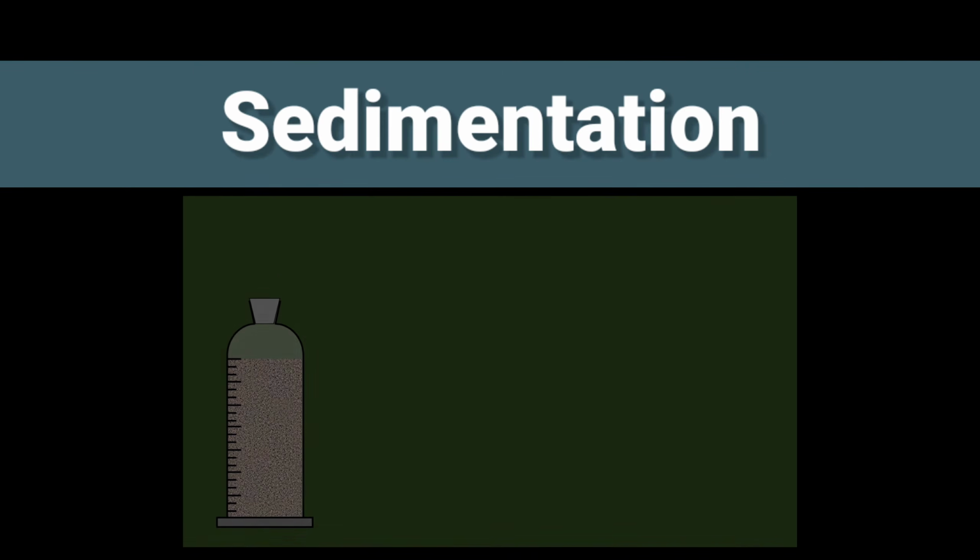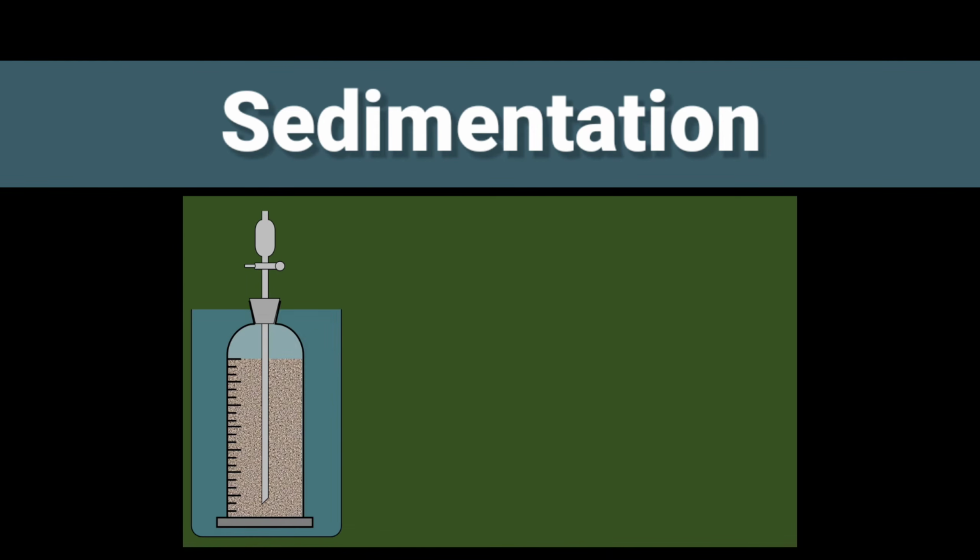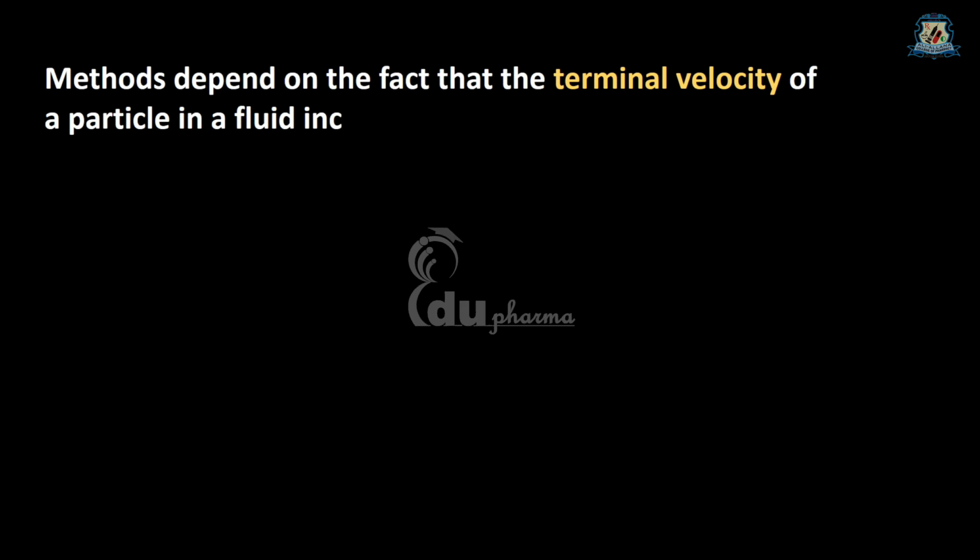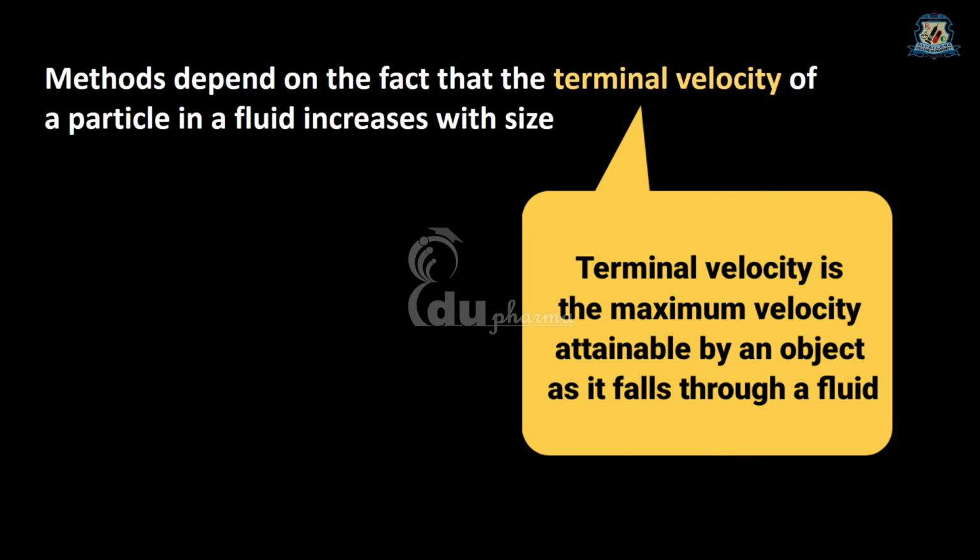Today I am going to talk about the sedimentation method of particle analysis. The sedimentation method depends on the fact that the terminal velocity of a particle in a fluid increases with its size. The terminal velocity is the maximum velocity attainable by an object as it falls through a fluid. Simply, it means that the speed of settling of particles depends on the size of those particles, and it can be better understood by Stokes' law.